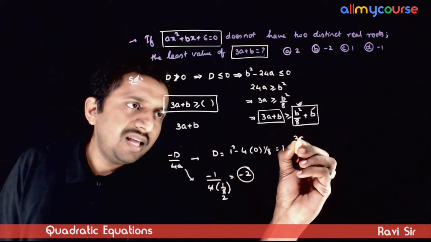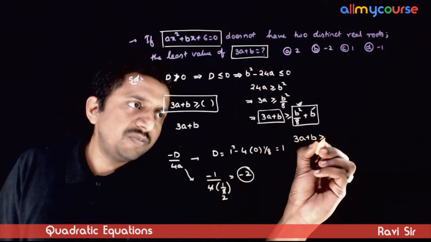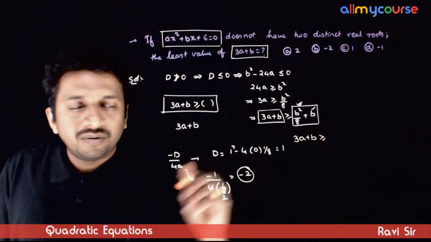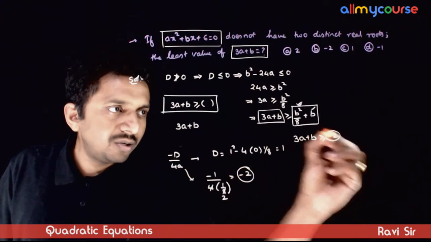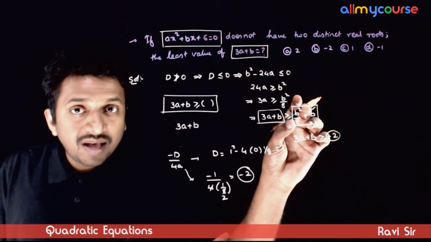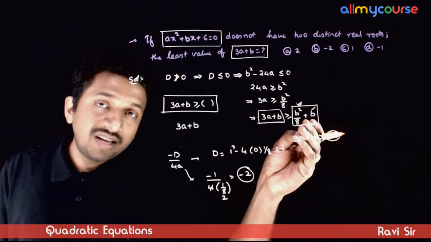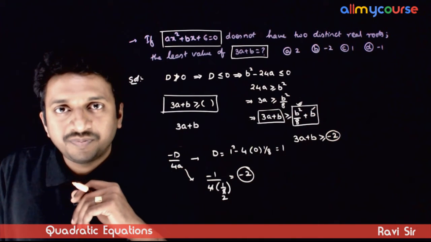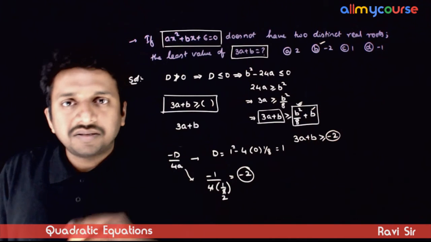So 3a plus b will always be greater than or equal to the least value of this, which is minus 2. For any other value of b, this will be greater than or equal to minus 2. So minus 2 is the answer to this question.